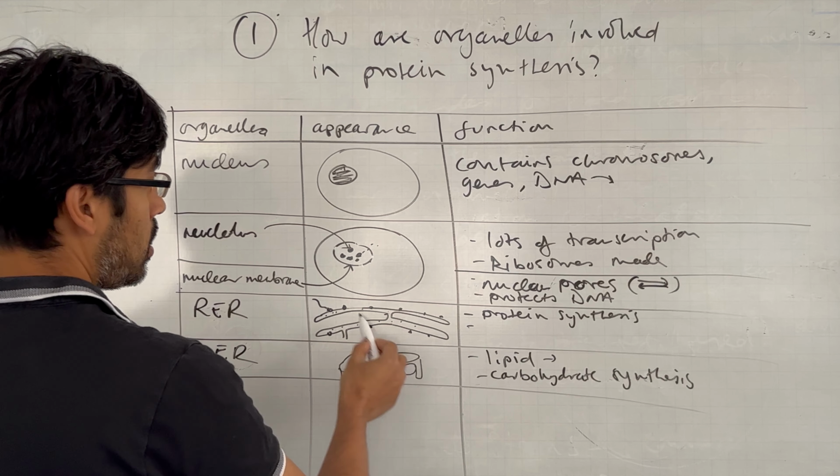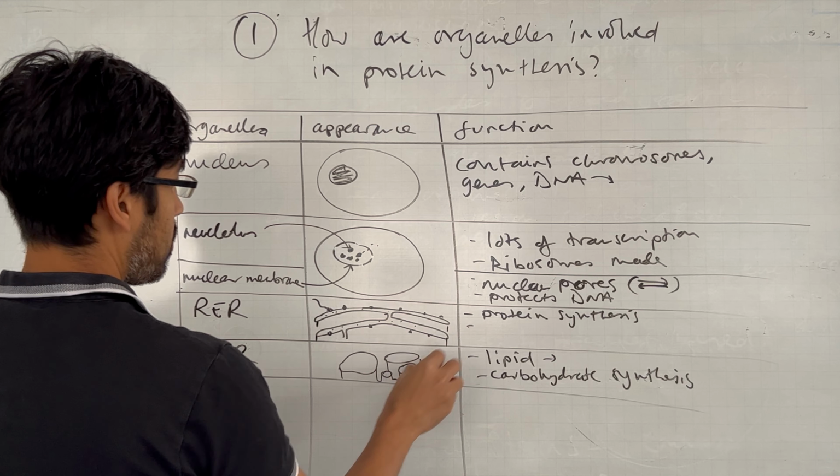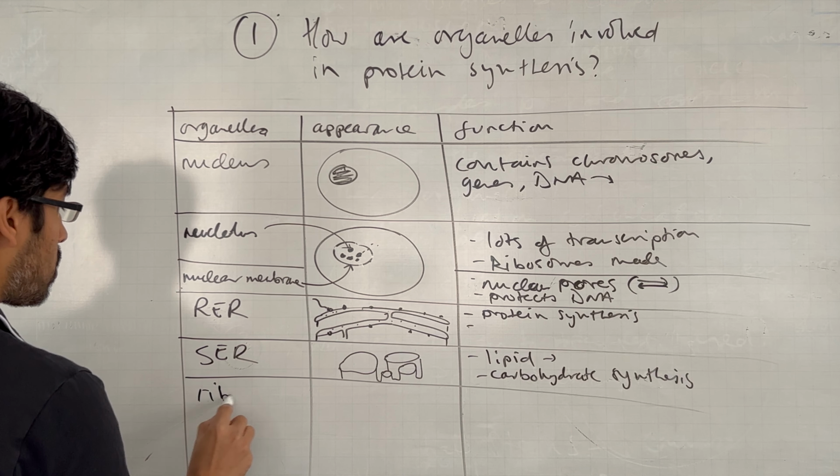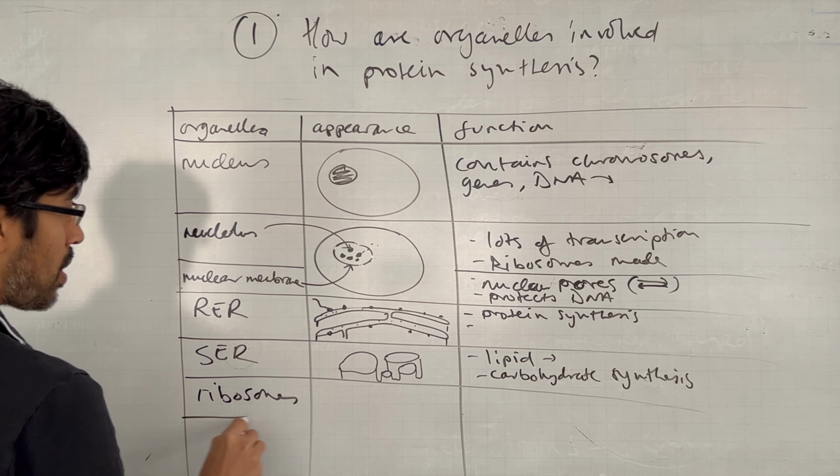Let's just keep moving on, shall we? Smooth endoplasmic reticulum, rough endoplasmic reticulum. I guess we should mention our little ribosome at this point.